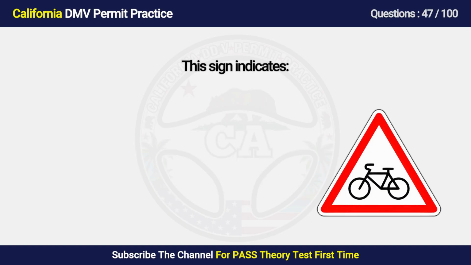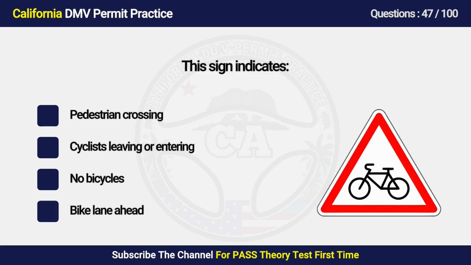Question 47. This sign indicates: A. Pedestrian crossing, B. Cyclists leaving or entering, C. No bicycles, D. Bike lane ahead. Answer is B. Cyclists leaving or entering.